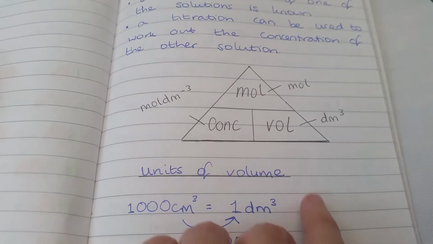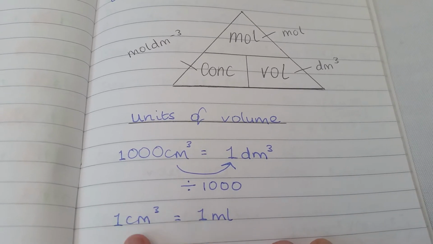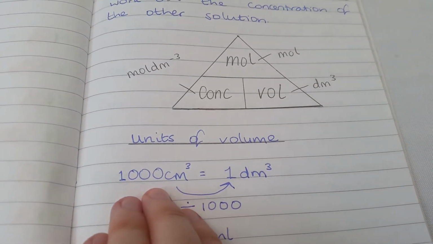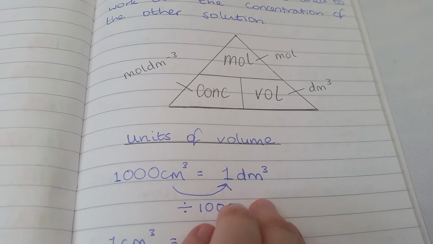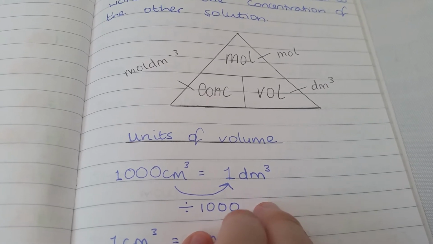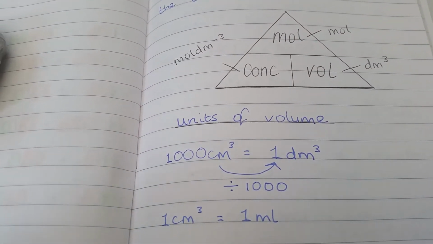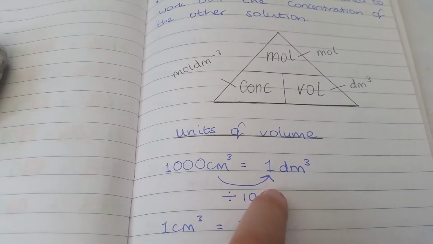So you need to be aware of a conversion as well. You need to know that 1 centimeter cubed is equal to 1 mL, and to get from centimeters cubed or mL into decimeters cubed, we divide by 1,000. So there are 1,000 mL or 1,000 centimeters cubed in 1 decimeter cubed. This is equal to 1 litre.